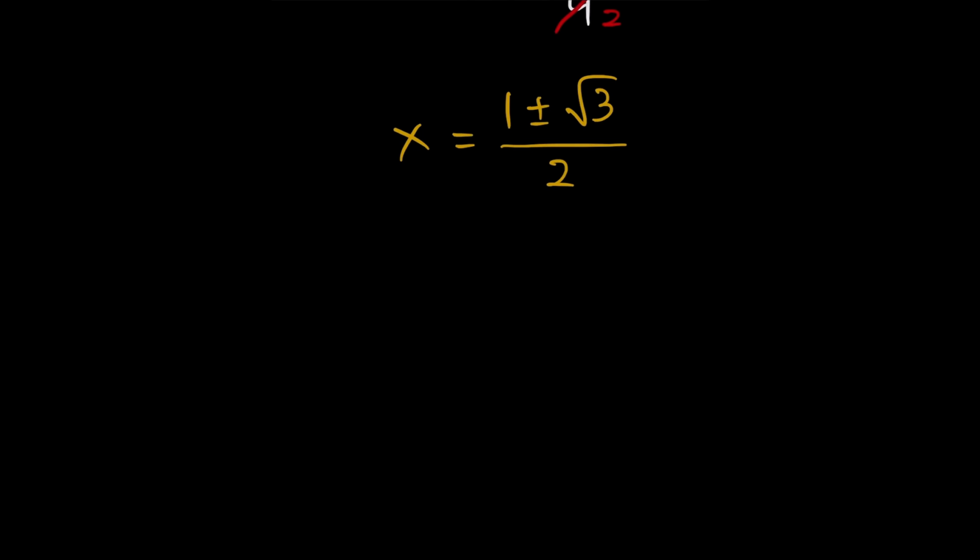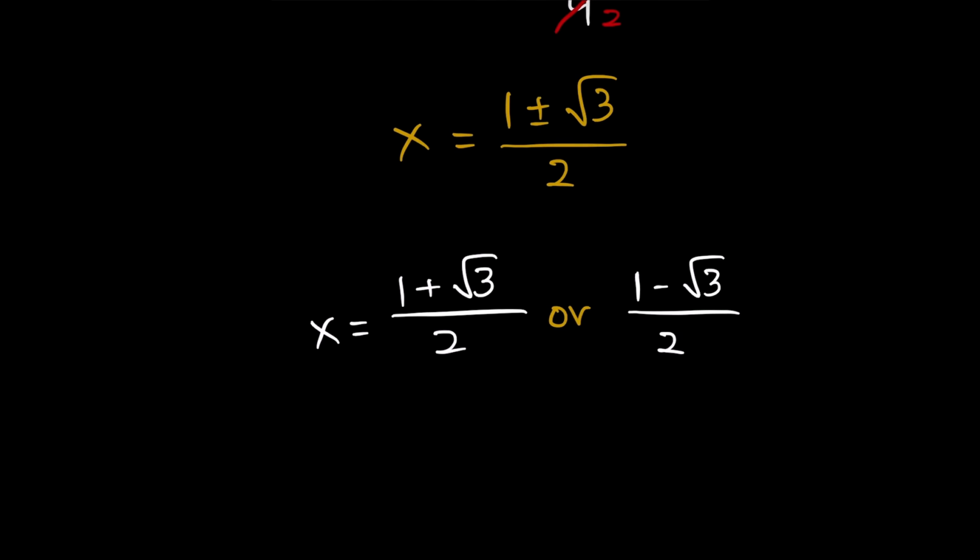So again, just so that you understand a bit better, that means x is equal to either 1 plus the square root of 3 divided by 2, or x is equal to 1 minus the square root of 3 divided by 2. So there are two solutions.